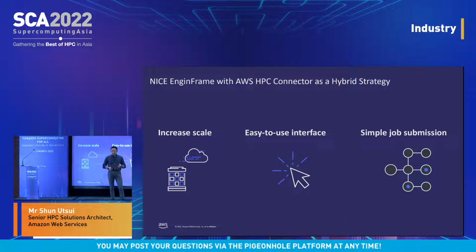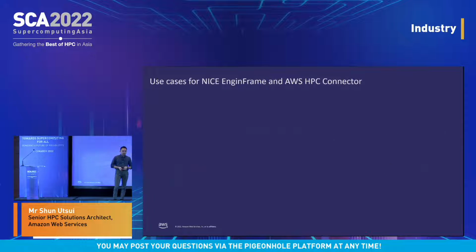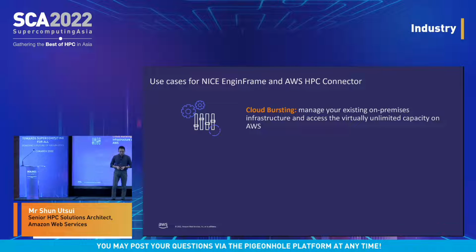Now, I'm going to go into the technicalities of NICE EnginFrame and AWS HPC Connector. But before doing that, let me talk about the use cases that we think are applicable for the solution. The first one is cloud bursting. When there's a high demand on-premise, just burst your jobs into cloud. It's quite simple.